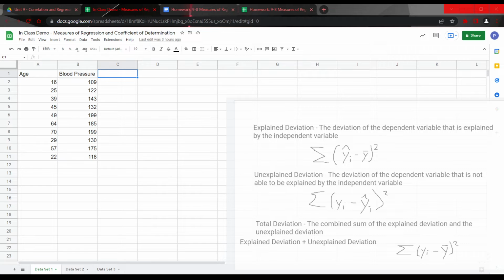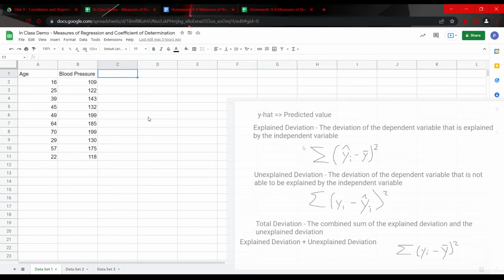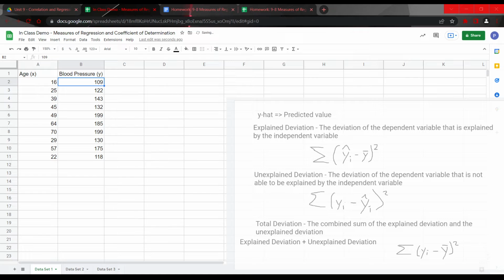So the things I need, just to recall, y hat represents the predicted value. Y bar, anything with a bar on top, we have already discussed, means the average, right? And so that's the first thing we need to do. So age will be my independent variable, and blood pressure will be my dependent variable. So that's my x and my y.